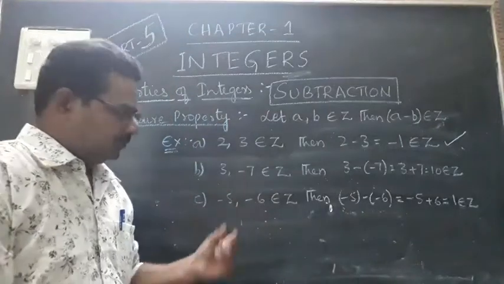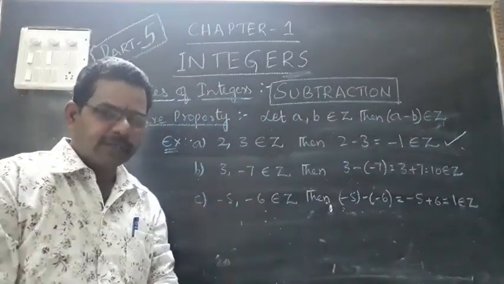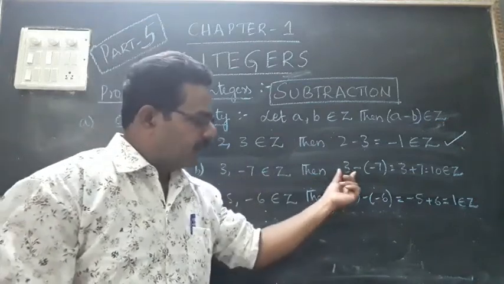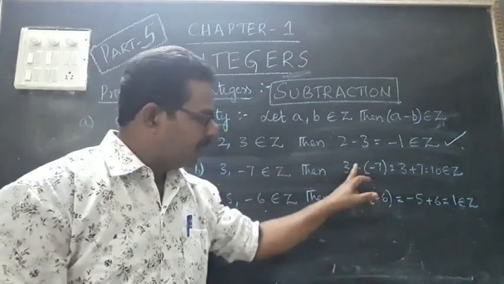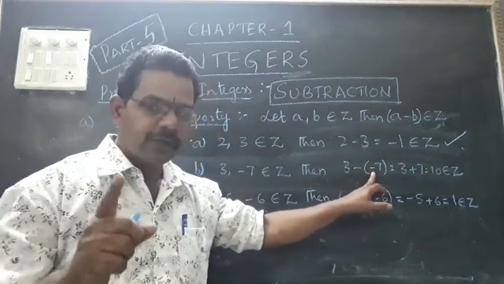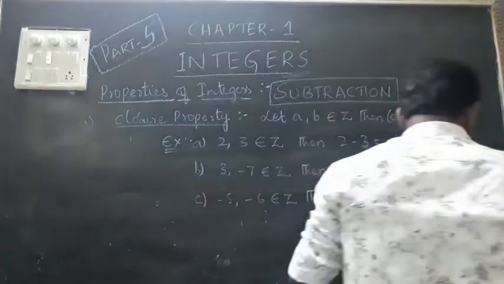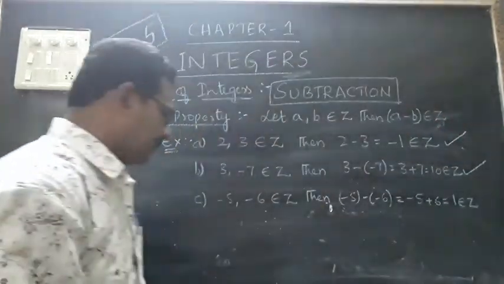Second example, one positive integer and one negative integer I have taken. So 3 and minus 7 are integers. 3 minus of minus 7. Minus of minus means minus into minus is equal to plus. So 3 plus 7 is equal to 10. It is also an integer. So here also it is following.